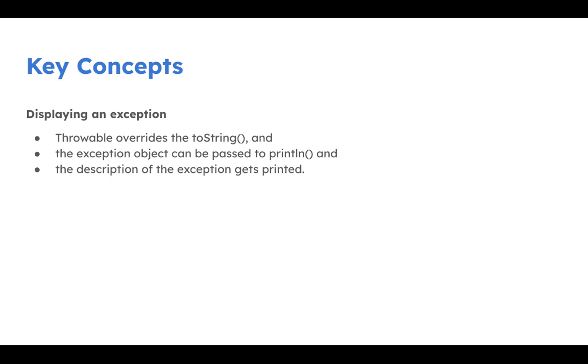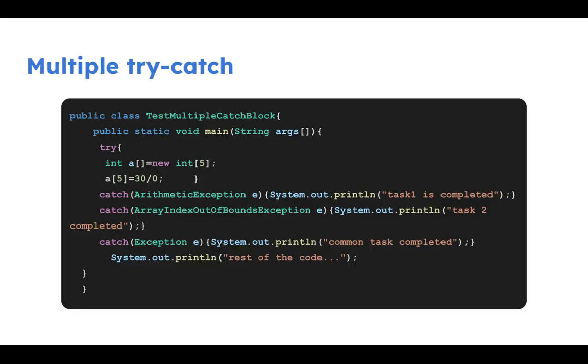In the throwable class, we have the toString method. We have the getMessage method. We can print out the stack as well, and there are various other methods which we can use to display the exception which we have encountered.